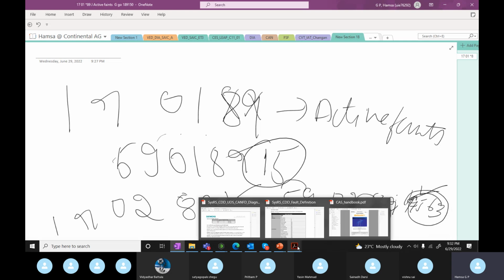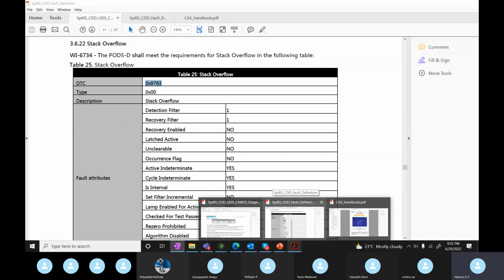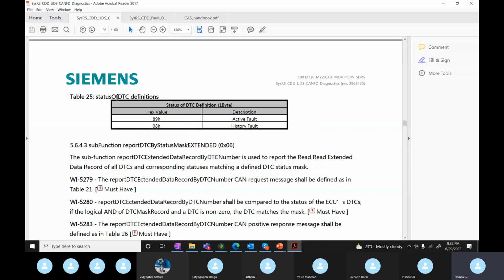How would you get to know? That is what we have discussed so far, which is the status byte of every bit. When you convert that into hex, it becomes 89 or 08. 89 means it is an active fault and the warning indicator is also high. 08 means it is not active, it is only a history fault. Clear?